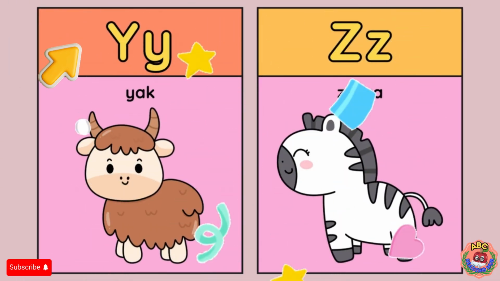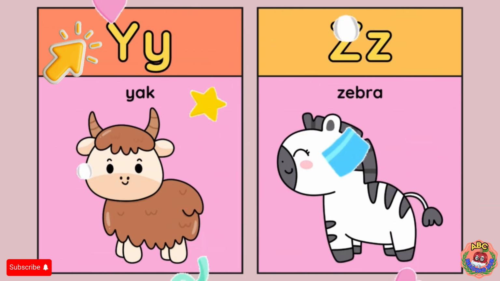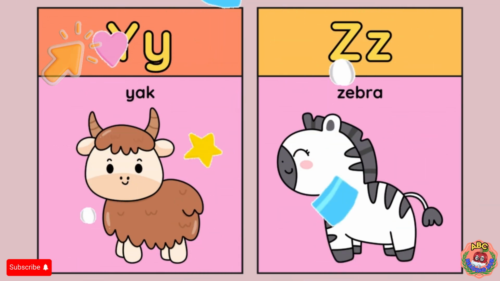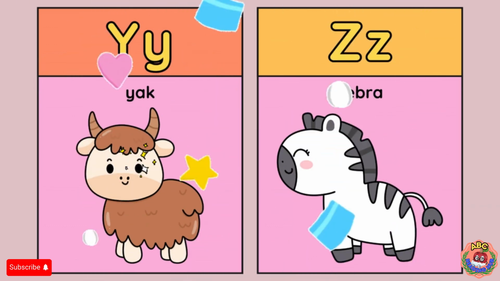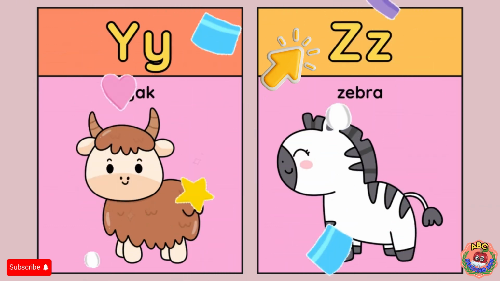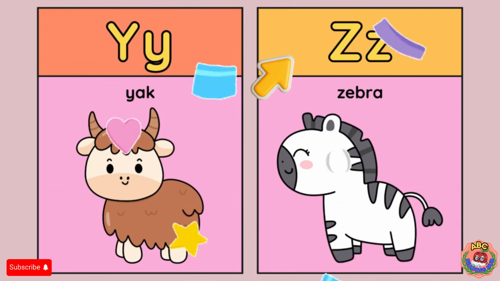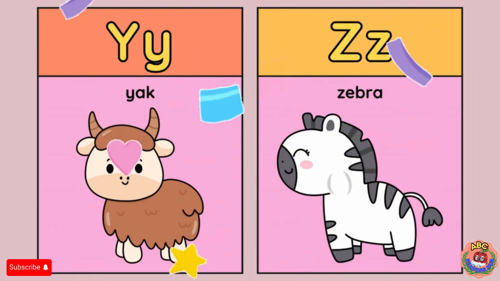The letter Y. Y is for yak. Yak. The letter Z. Z is for zebra. Zebra.